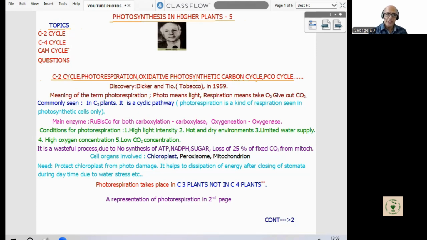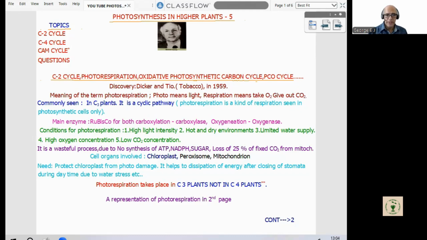The main enzyme is Rubisco. For carboxylation, the enzyme ending will be carboxylase, and for oxygenation, the ending will be oxygenase. Under which conditions will photorespiration normally take place? Mainly in C3 plants: high light intensity, hot and dry environment, limited water supply, high oxygen concentration, and comparatively low amount of carbon dioxide.